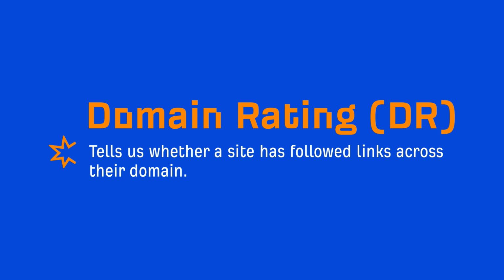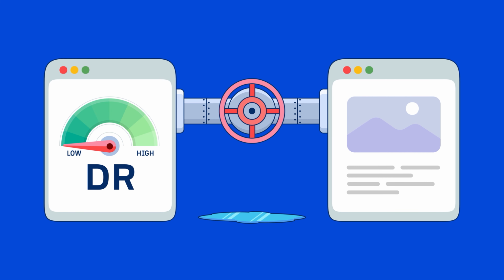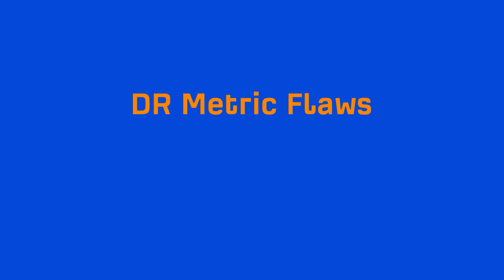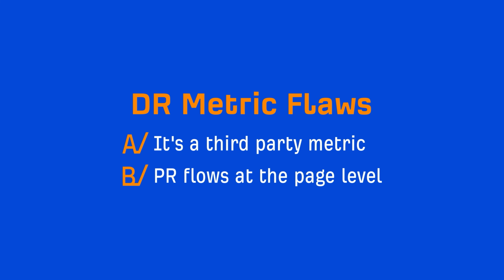Domain rating basically tells us whether a site has followed links across their domain. And this is important to some people because if a website has low authority, then chances are you won't get much page rank by getting a link from a page on their site. Now, DR is far from perfect because A, it's a third-party metric, and B, PR flows at the page level, so I personally don't put too much weight on this metric.